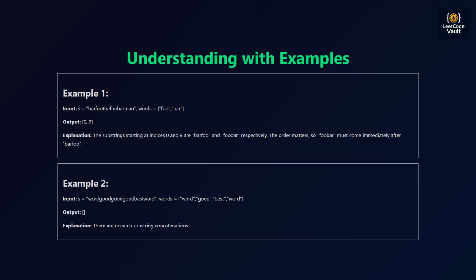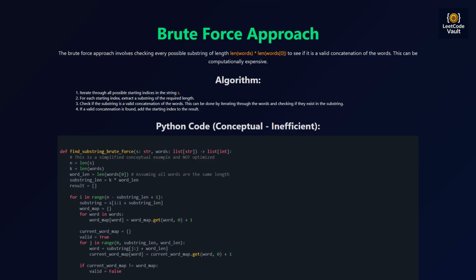Let's consider another example. Text is "word good good good best word", and words is "word good best word". Here, the concatenation "word good good good best word" appears only once, starting at index 0. The key here is that the words must appear consecutively and in the exact order specified in the words list. We'll work through these examples step by step as we implement the optimal solution to further solidify our understanding.